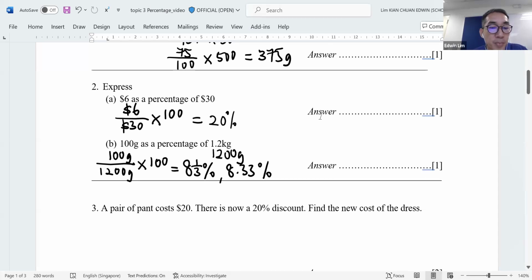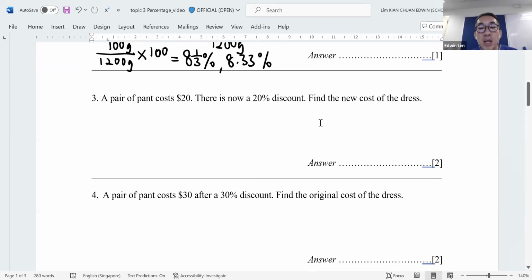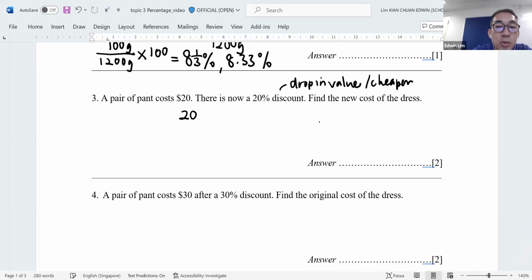Question number 3. A pair of pants costs $20. There is now a 20% discount. 20% discount meaning a drop in value, meaning cheaper. Find the new cost of the pants. Based on this, I know there's a 20% discount, so I can just try to find 20%. How much would it be? Actually it is $4. 20% of $20 is $4.